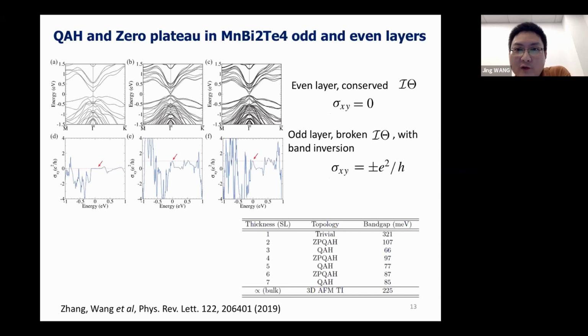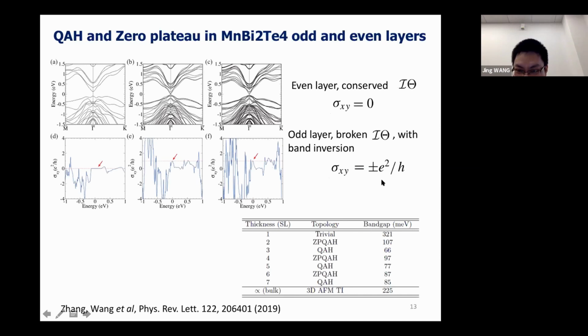For even layers, you have an up-down configuration, so you have this conserved inversion plus time-reversal symmetry. From this symmetry, the Hall conductance is zero. Basically, this even-layer system acts as an insulating state, as we talked about previously. But for odd layers, it breaks this combined symmetry. This system has the band inversion in 3D, which also leads to band inversion in 2D. So the Hall conductance is quantized into plus or minus e squared over h.